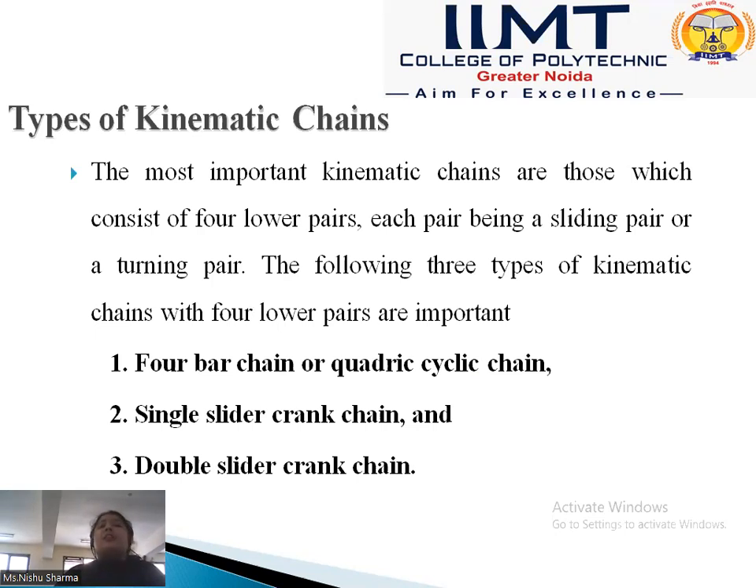The second chain is the single slider crank chain. It is just a modification of a four-bar chain in which one turning pair is changed into a sliding pair. Because a slider is used, it is called a single slider crank chain. And third is the double slider crank chain, in which two turning pairs are changed into two sliding pairs, and the other two remain turning pairs. So these are the types of kinematic chain.